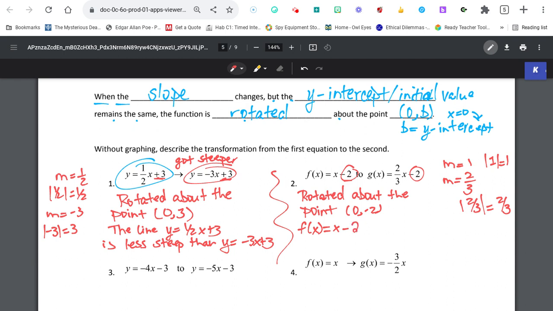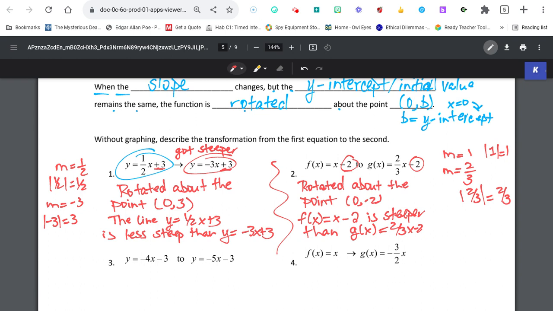And then we know that f of x, and I like f of x and g of x much better than the red line and the blue line. F of x is less steep, excuse me, is more steep, sorry. Let's just go with steeper because it has a greater absolute value of the slope. So f of x is steeper than g of x. Okay. All right, you're going to pause the video and try 3 and 4 for me, okay?